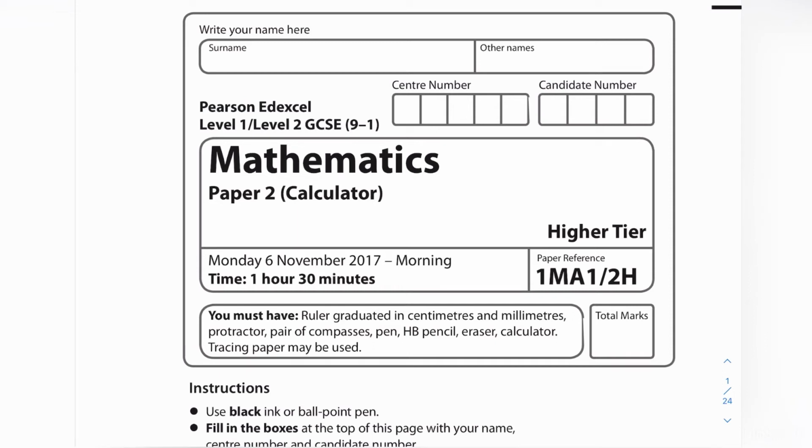Okay, so we're going to go through the second paper. Hopefully you've had a go at the first few questions and we're going to go through them.